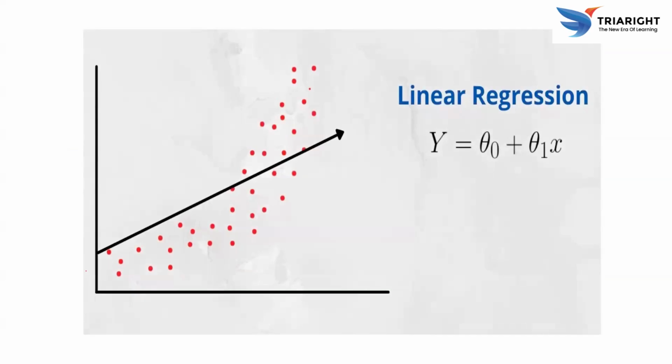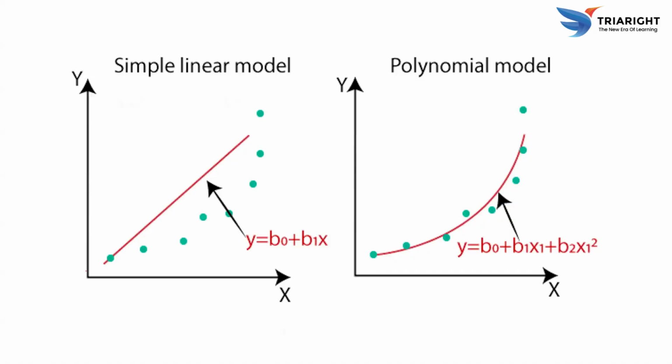So here we can say this is a linear regression plot. It follows a straight line. The difference between the simple linear model and the polynomial model is that whenever we see the line here, it is a linear line, okay? It follows the straight line. But when it comes to polynomial, it literally curves.